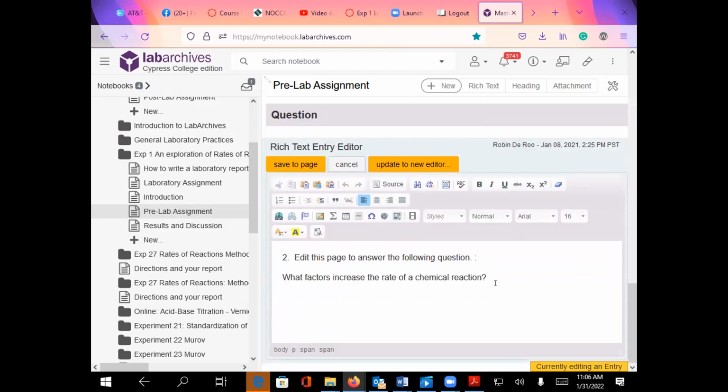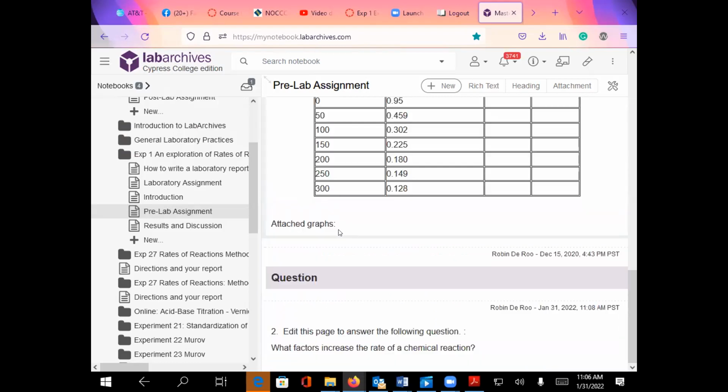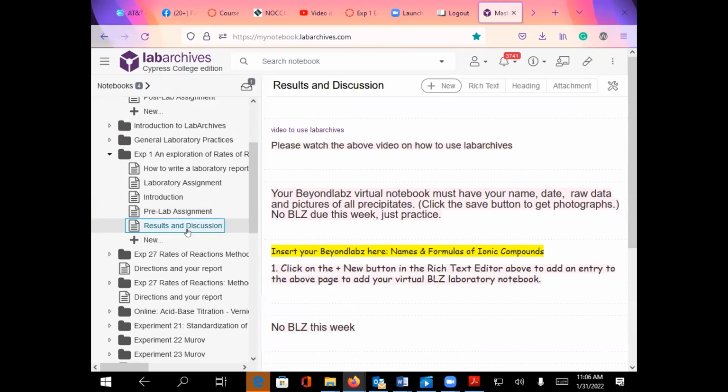Which factors, oh, we did that in lecture today. Which factors increase the rate of a chemical reaction? That was from lecture. I'll just give you one, but I'm gonna delete it. And then I would save the page. And then you go to the results and discussion.